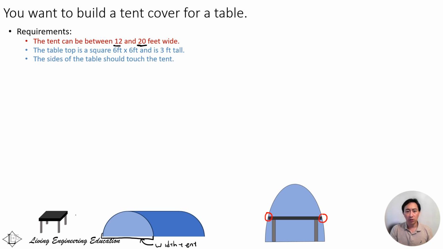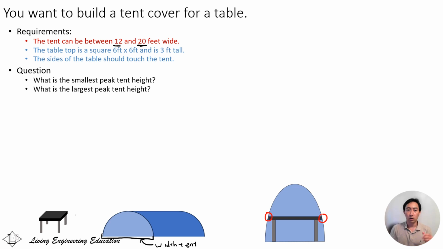Now, even with this range of widths that the tent must be kept at, and the contact points of this tabletop, there are still an infinite amount of solutions that can be found, all within a range, right? And so what we're going to do is try to identify what these ranges look like, and then graph them. And then there are two questions that we're trying to solve: what are the smallest and largest peak tent height? And we're defining peak tent height as the height from the top of this tent to the floor.